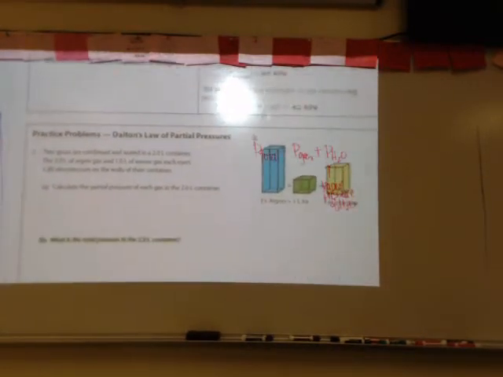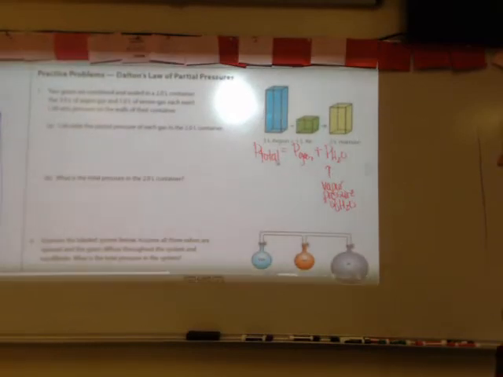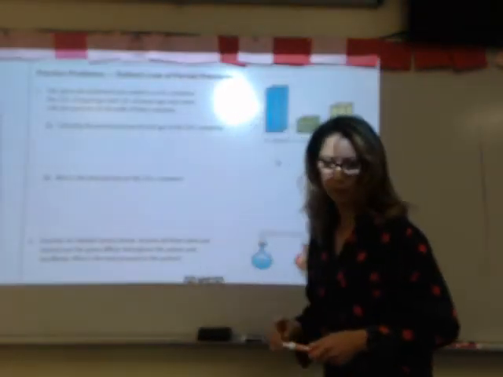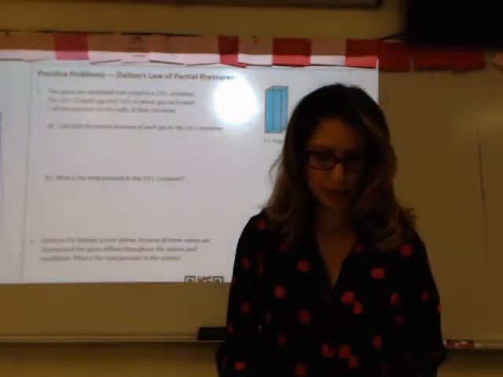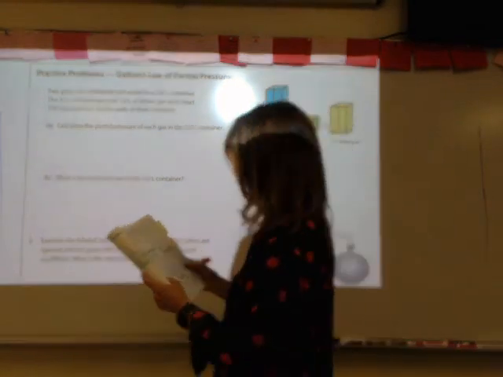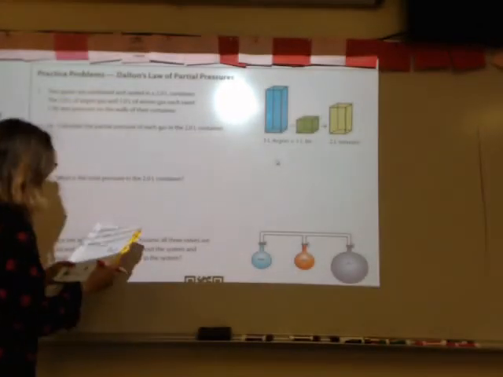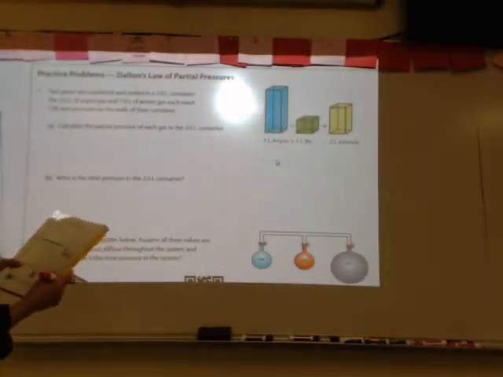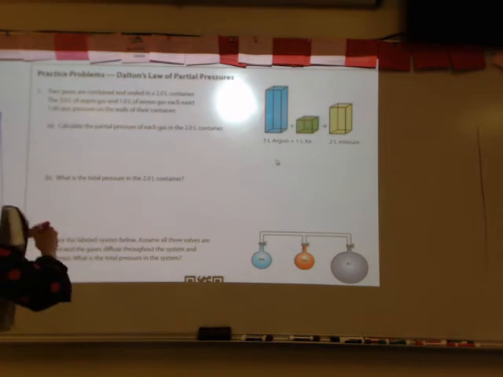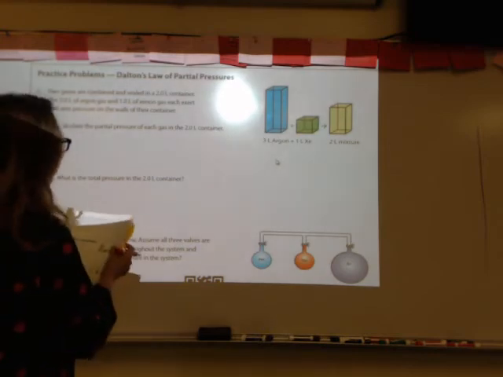If we take a look at the next page, at the practice problems here, it says 2 gases are combined sealed in a 2-liter container. The 3 liters of argon gas and the 1 liter of xenon each exert an atmosphere pressure on the walls of their container. Calculate the partial pressure of each gas in the 2-liter container.